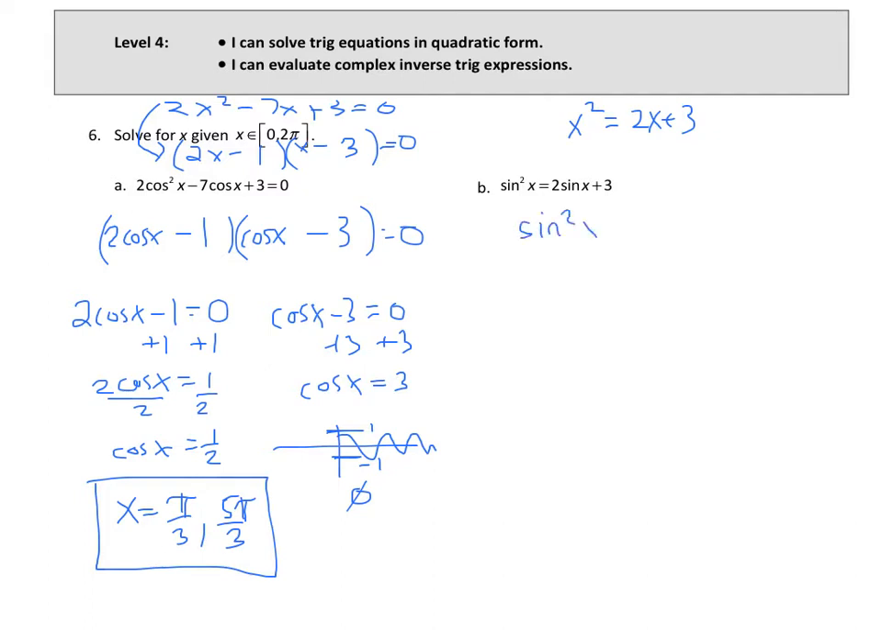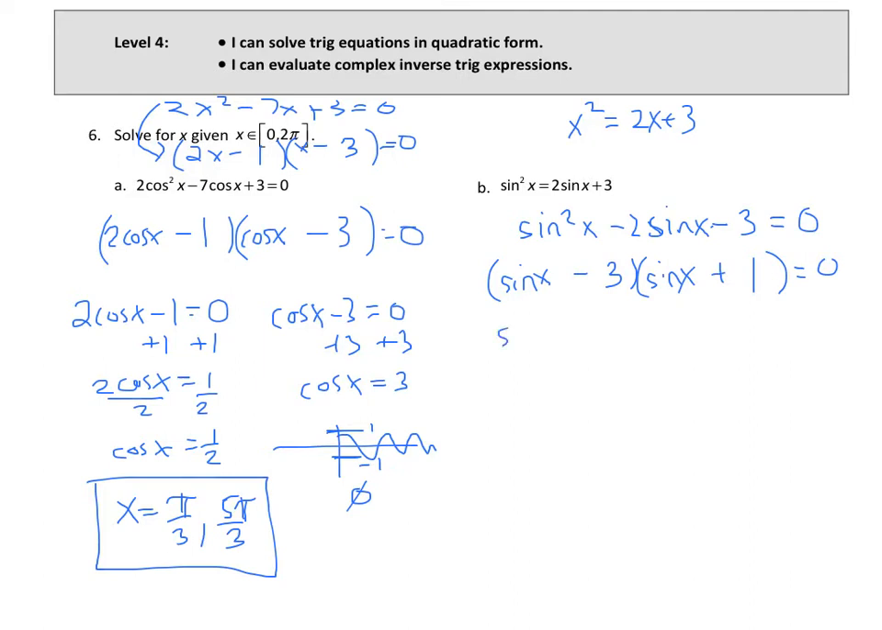First I'm going to get everything to one side, and we get sine squared x minus 2 sine of x, and then it should be minus 3 equals 0. And now I factor. And we get sine of x and sine of x for our first terms. And we need a 3 and a 1, a minus in front of the 3, a plus in front of the 1. And now we solve each side of the equation.